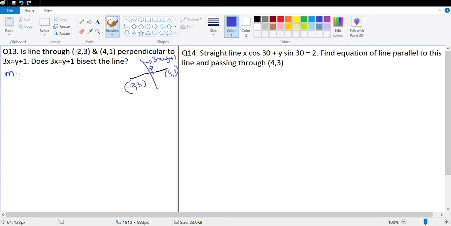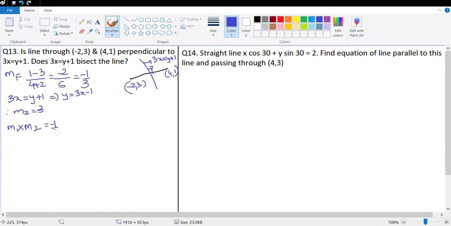So slope will be equal to 1 minus 3 upon 4 minus -2, that's 4 plus 2. So that's -2 upon 6, which is equal to -1 by 3. And now let's look at the second line. 3x is equal to y plus 1, which means y is equal to 3x minus 1. Therefore, slope will be equal to 3. Comparing it with y is equal to mx plus c, we get slope is equal to 3. So let's try what is m1 into m2. In this case, m1 is equal to -1 by 3 and m2 is 3, which is equal to -1.